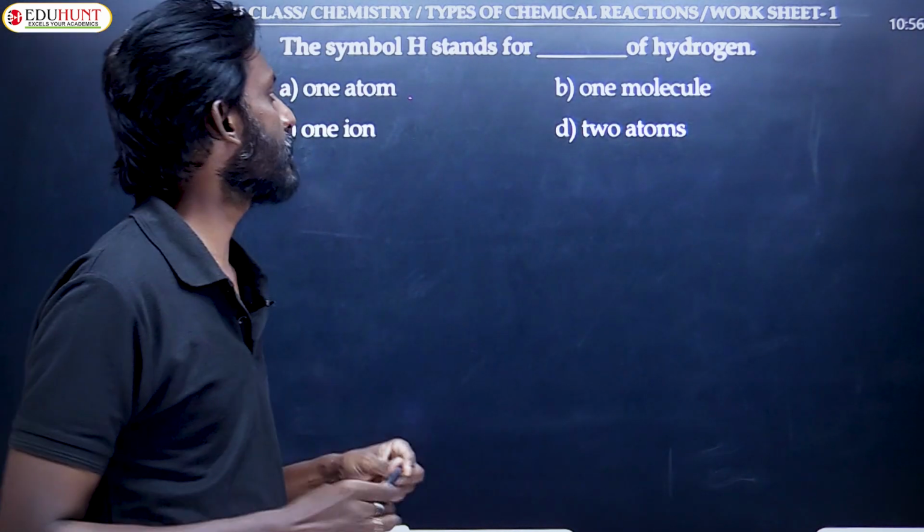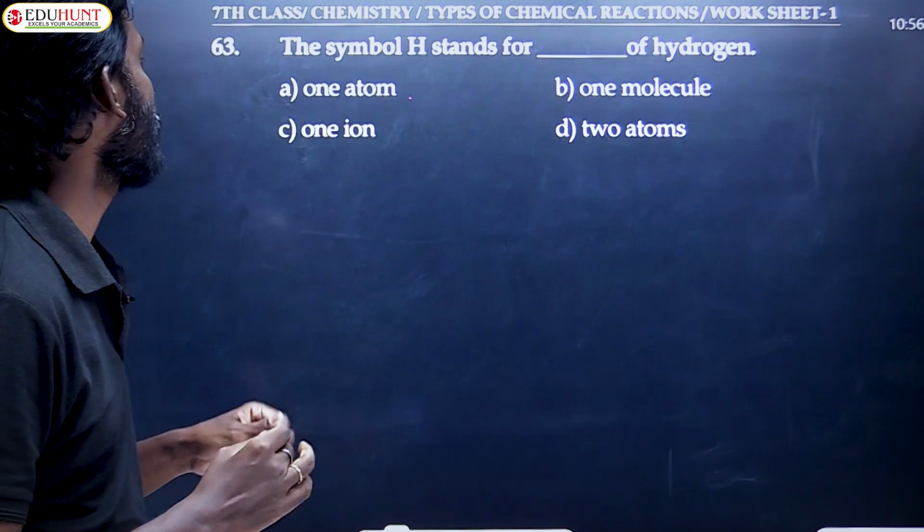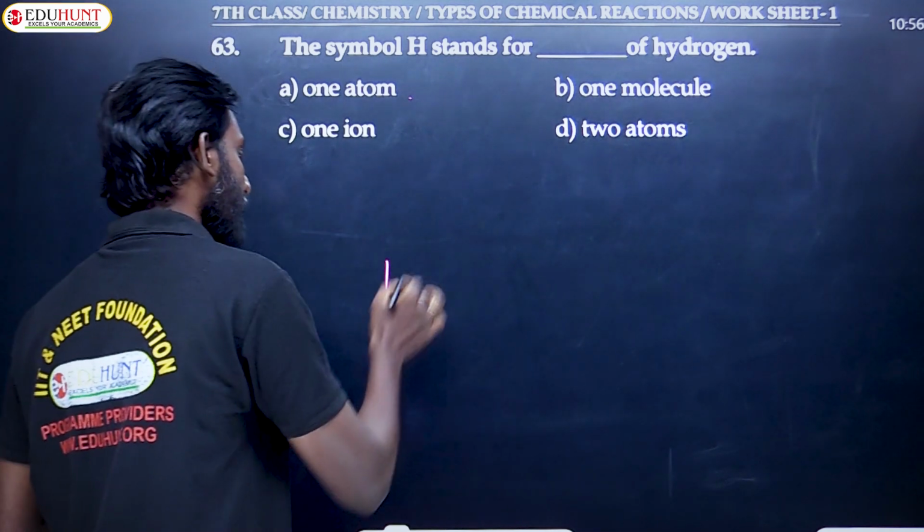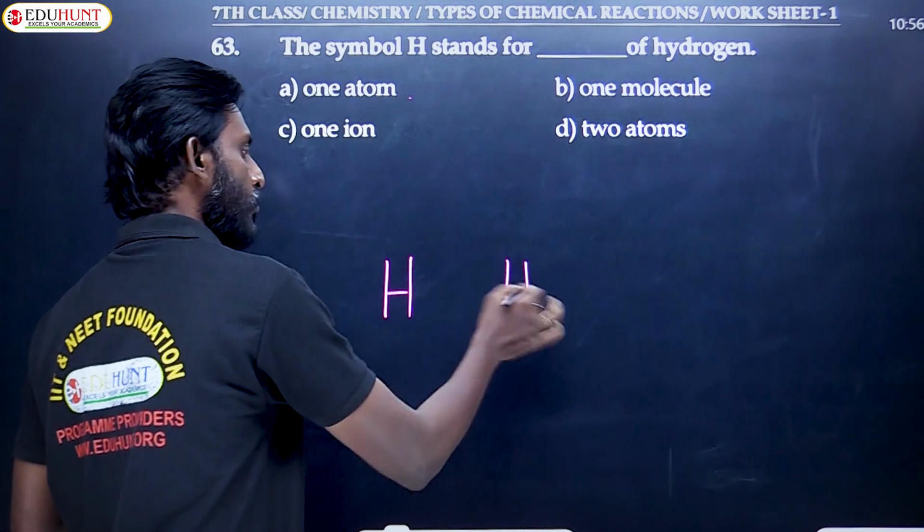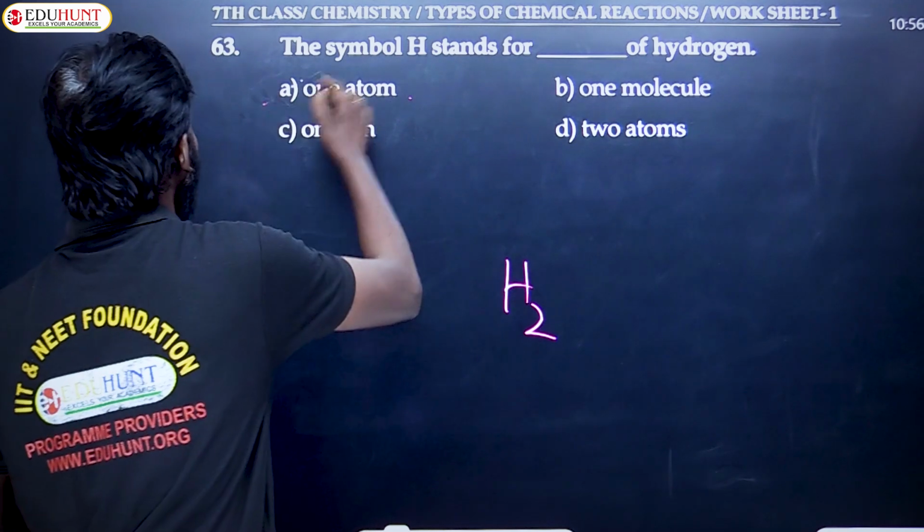The symbol H stands for one atom of hydrogen. See, when there is H, it is one atom. H2 means a hydrogen molecule, two atoms.